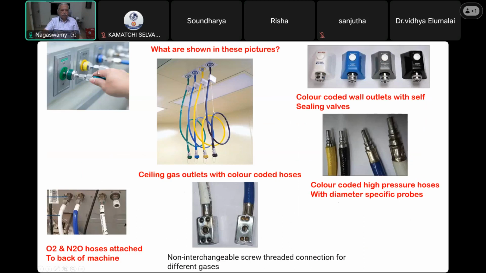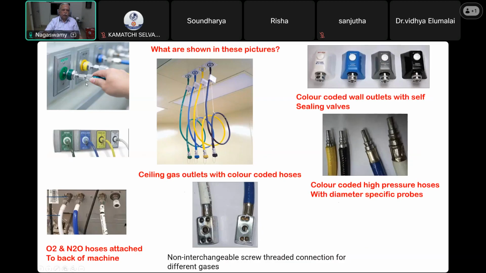And what about this? They're fixing the pipeline to the wall. This is a different type of wall outlet. This is the older type of wall outlet. Models are changing. Here there is no flushing. The Schrader valve is not protruding like that. This is flushed with the surface and the probe is going in.